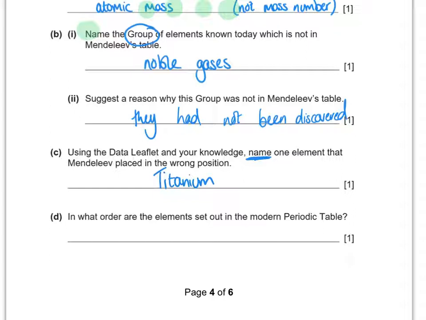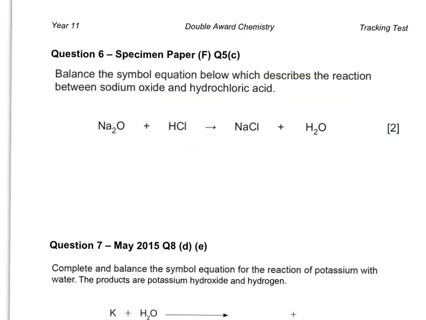And then finally, in what order are the elements set out on the modern periodic table? They are set out in order of atomic number, increasing atomic number rather than atomic mass. So that's one of the key differences between the modern periodic table and Mendeleev's periodic table. A lot of you got this right here, but then maybe didn't write that for question 2 in one of the key differences in the modern periodic table. So if you're asked a question like that, go back and then add that to your other answer.